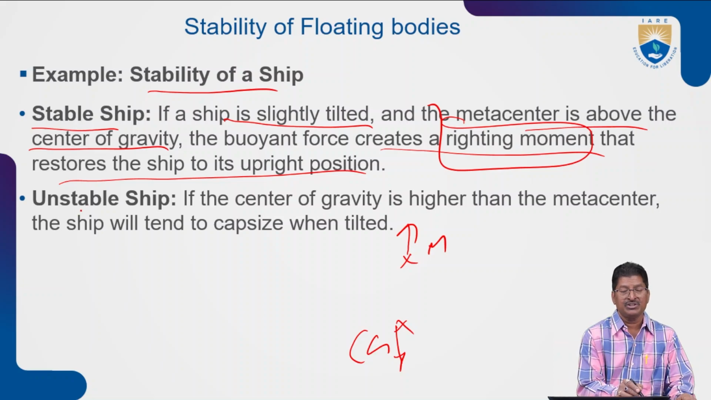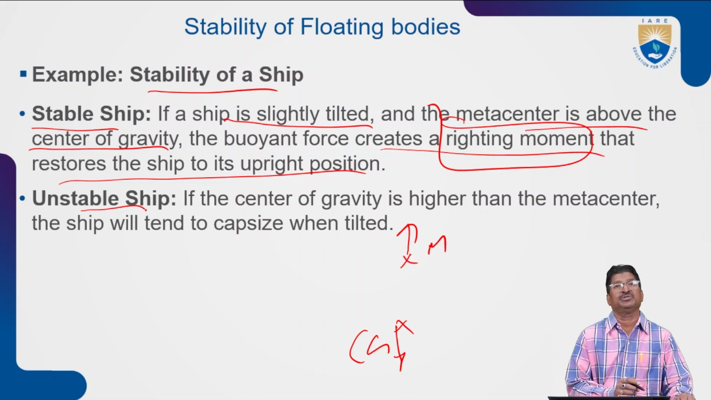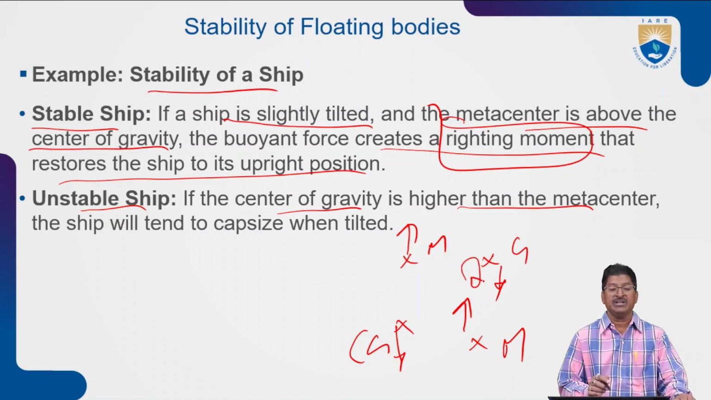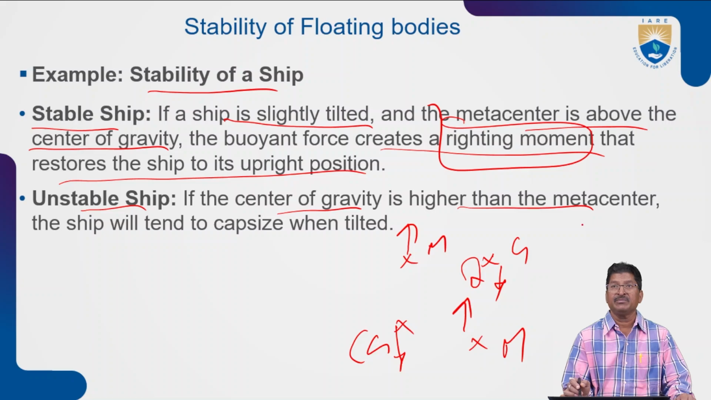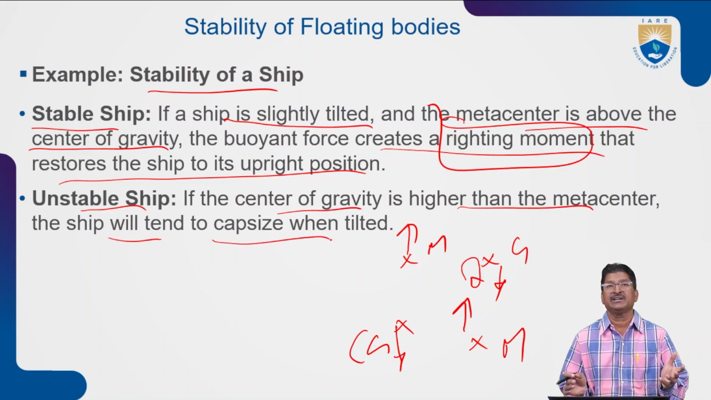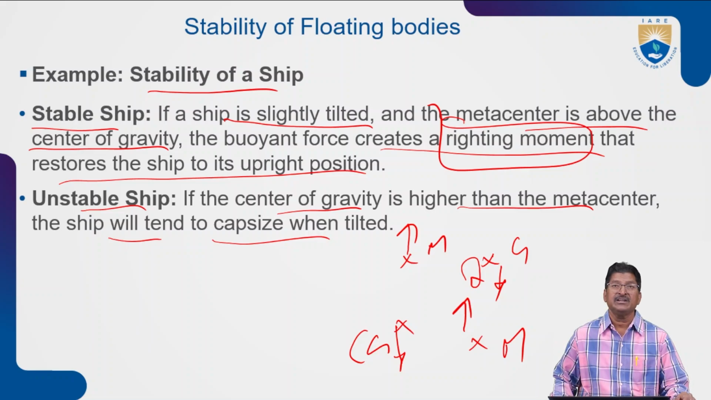Now the unstable ship. If the center of gravity is higher than the metacenter, the reverse case. So if the center of gravity is on the top side and the metacenter is on the bottom side, the metacenter is acting upwards and the center of gravity is acting downwards. So a couple forms, giving an unstable condition. If the center of gravity is higher than the metacenter, the ship will tend to capsize when tilted. Whenever tilted, it will collapse and sink. So that is an unstable one.